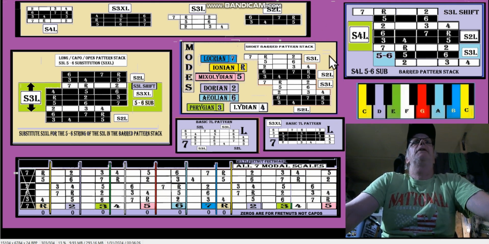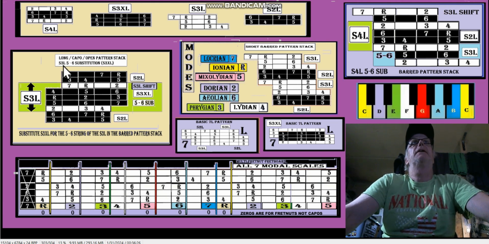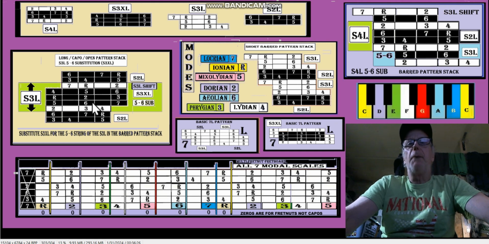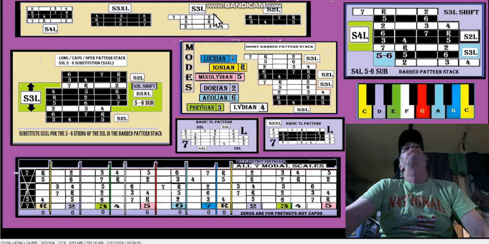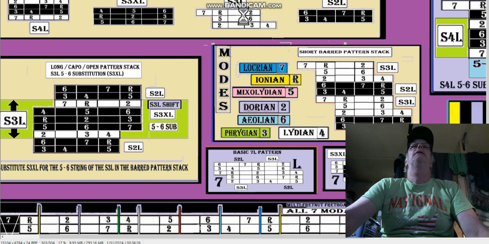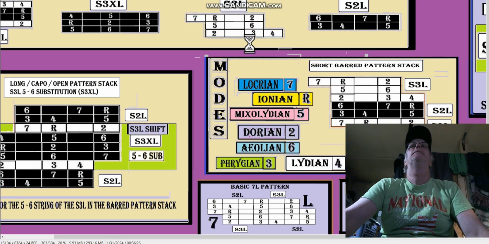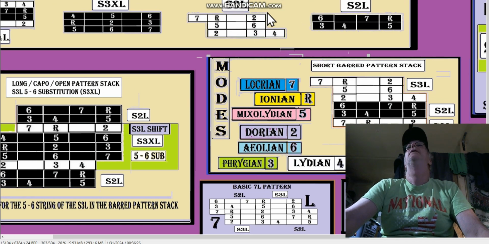And what do we have here? I've developed a new way of looking at the long capo open pattern stack in terms of an S2L 5/6 substitution, where we put the S2XL in where the 5/6 is, and guess what? There's even less to remember now. I'm going to make it even easier. This S2L here, I can't get it down any further.